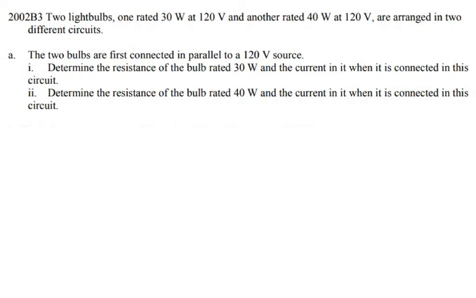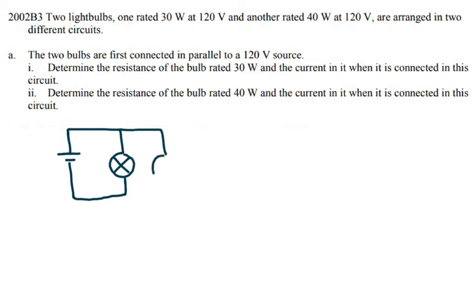So if I have a 120 volt battery and I have the light bulb, so this sign represents the light bulb. Or you can do a resistor and another resistor or light bulb connected in parallel, 120 volts, and then the first one I'm going to call the 30 watt resistor or bulb, and the second one is 40 watt.